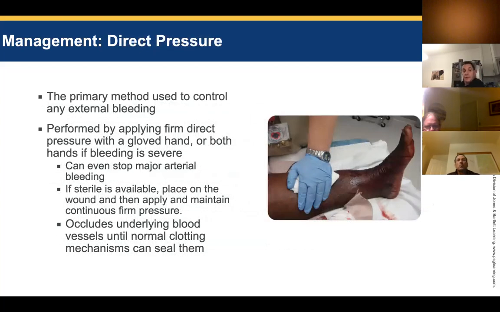The primary method used to control any external bleeding is direct pressure. And then we get into that last slide, packing the wound, and then tourniquet. If sterile is available, you want that to the wound. We're not going to take anything off. We're going to add more on if that first dressing becomes soaked with blood. Here's where you want to make sure that you have your personal protective equipment in place. Okay.